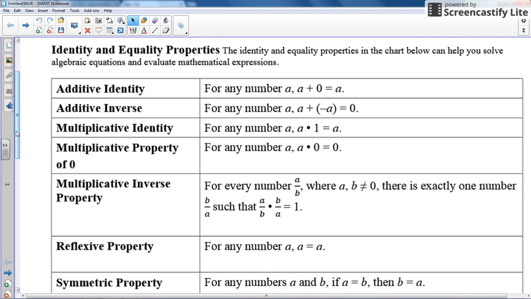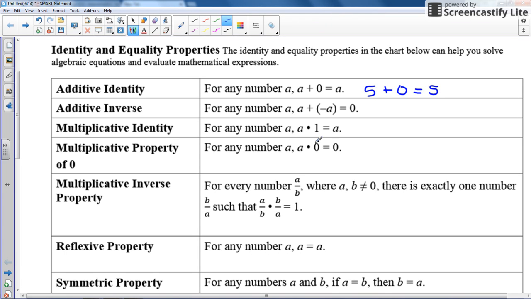So we're going to start with the identity and equality properties. And these, again, shouldn't be anything new. So for example, the additive identity. 0 is considered the additive identity because when we add anything to 0, we get that original number back. So I always like to think of it as when I add myself to 0, I get to keep my identity because I get myself back. So for example, we would have 5 plus 0. 5 gets to keep his identity. He's still 5.